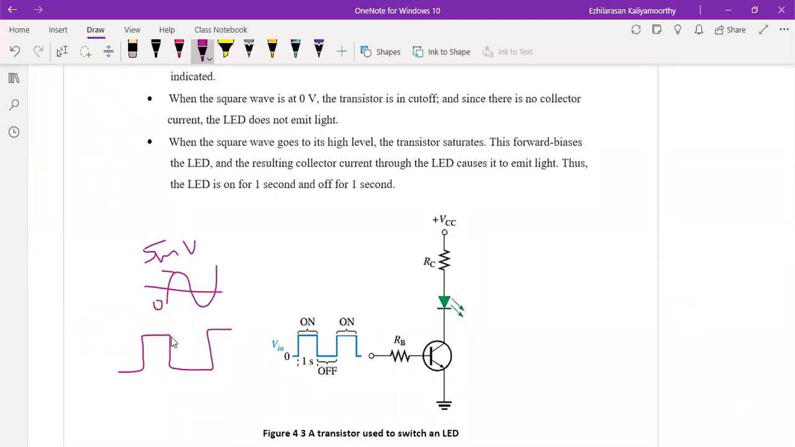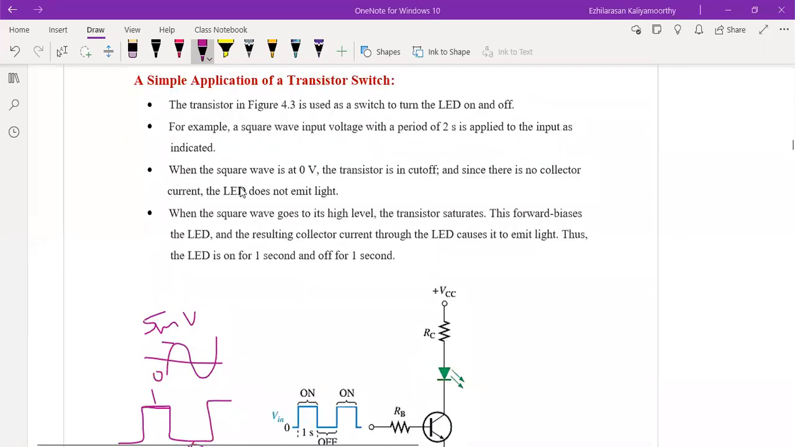So this is high, this is one, or I can say it is on. This will be zero, or we can consider it off. In this square wave, the high level is nothing but on, and the low level will be off. That is the input we are going to give here.